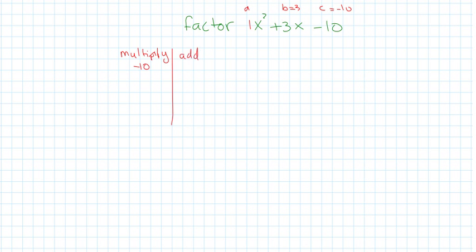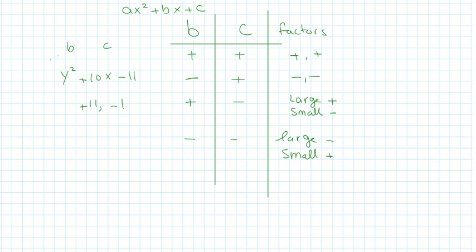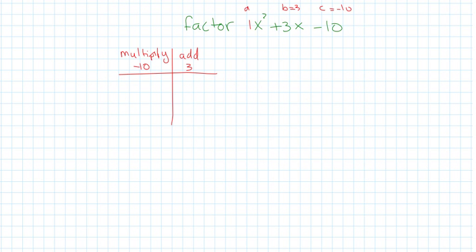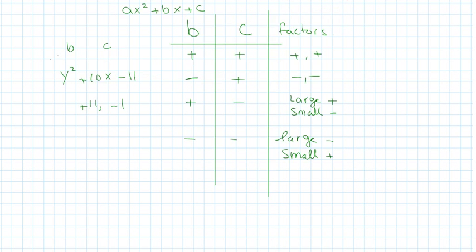If you look at that sheet that I just gave you, in this case C is negative and B is positive, so that's this scenario right here. B is positive, C is negative. So I'm looking for a large positive number and a small negative number.